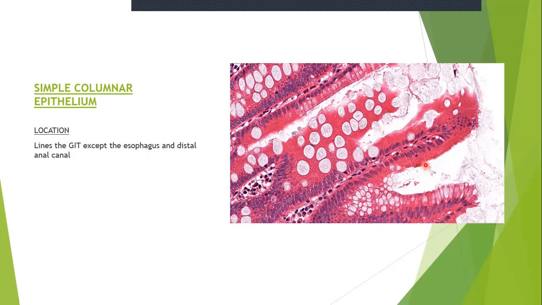And you can see here these cells are tall. In fact, this is ciliated, but you can see the nuclei are oval. So yeah, you can see the nuclei there. So this is simple columnar.